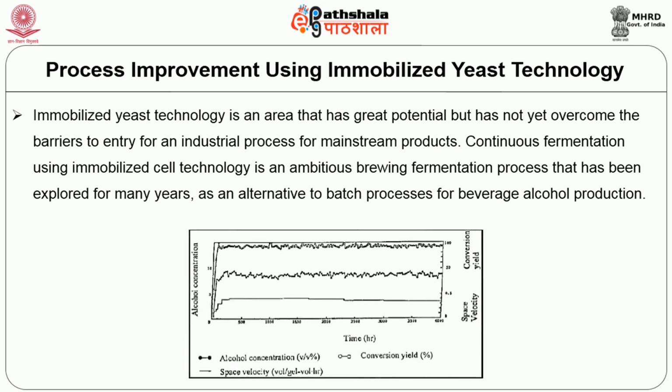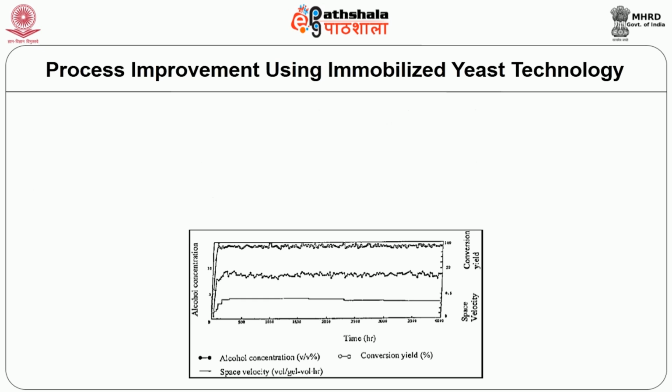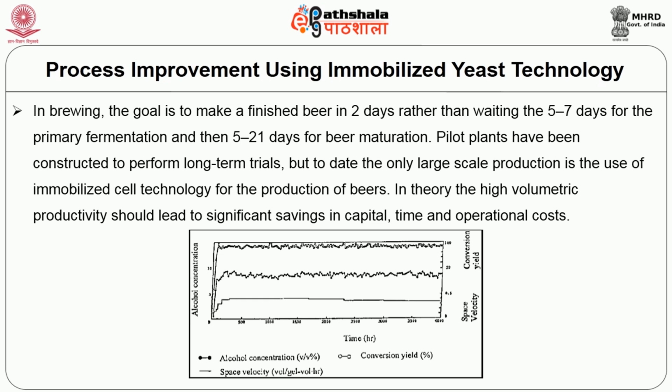Immobilized yeast technology is an area that has great potential but has not yet overcome the barriers to entry for an industrial process for mainstream products. Continuous fermentation using immobilized cell technology is an ambitious brewing fermentation process that has been explored for many years as an alternative. In brewing, the goal is to make a finalized beer in 2 days rather than waiting the 5 to 7 days for the primary fermentation and then 5 to 21 days for beer maturation.